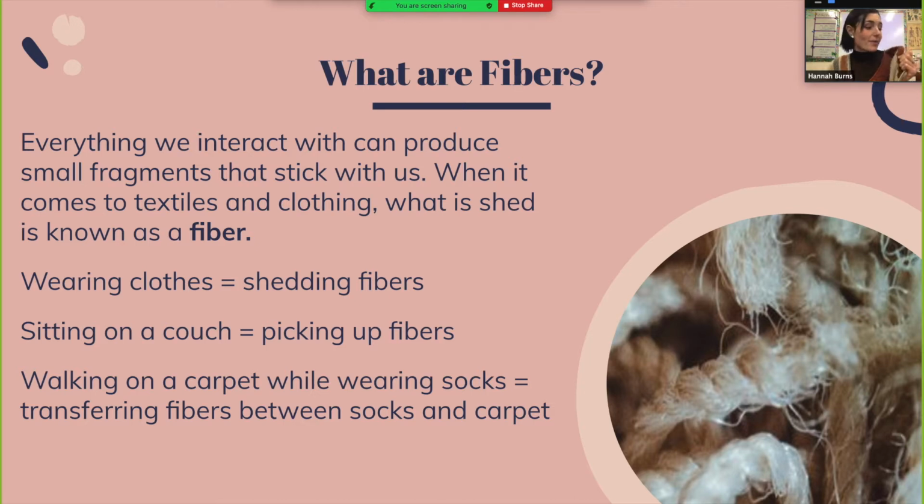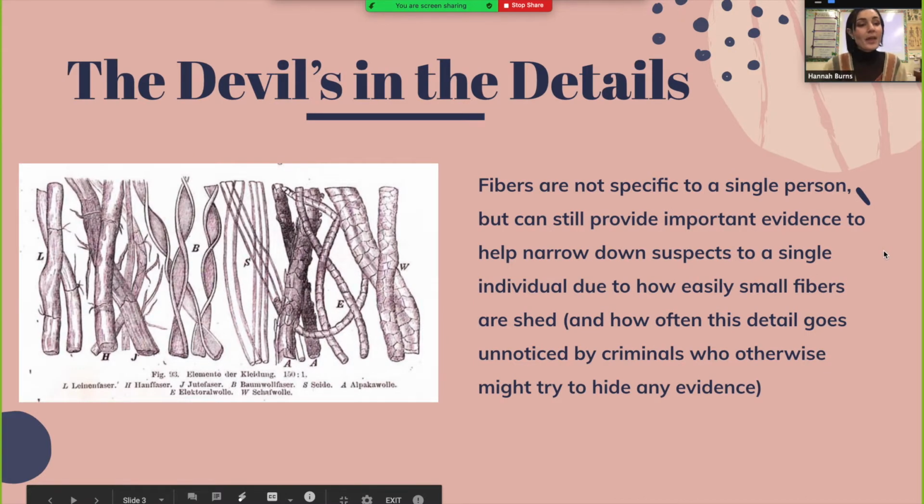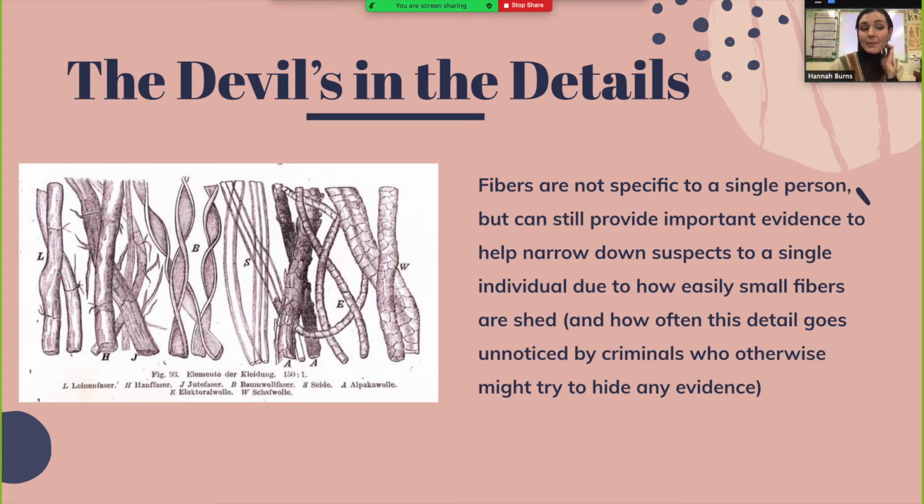So I have fibers here, if you guys can see. There's little, almost looks like lint stuff that you would collect in the dryer. That's all fibers. So wearing clothes means that you'll shed fibers around. Sitting on a couch, you'll pick up some fibers. Walking on a carpet while wearing socks, you're probably transferring fibers between your socks and the carpet. So fibers are everywhere, and fibers are really useful because they're not specific to a single person, but they do tell a story based off of the type of fiber, how many fibers we find, and different forms of analysis that we can conduct after finding fibers at a crime scene.